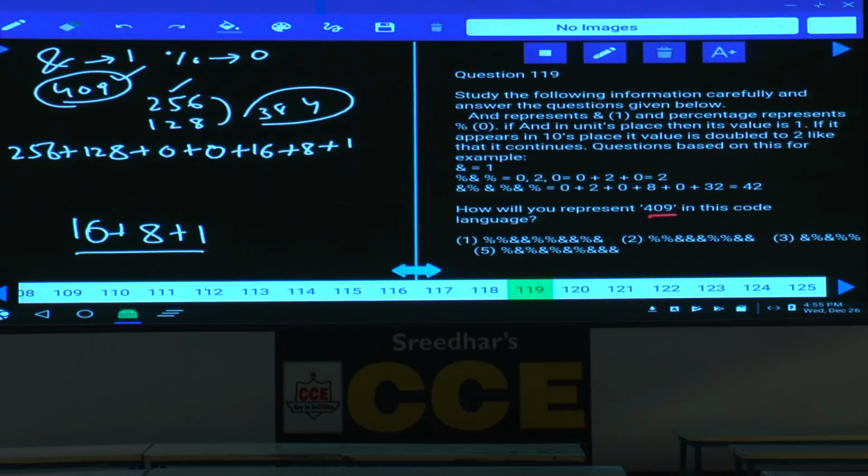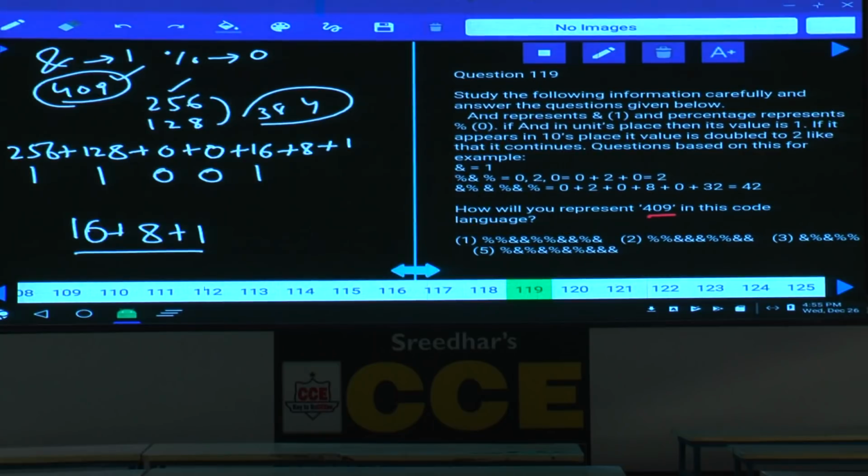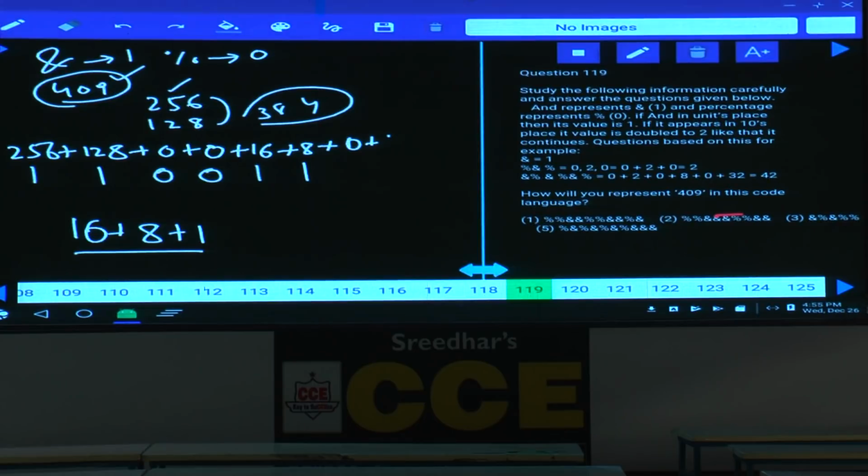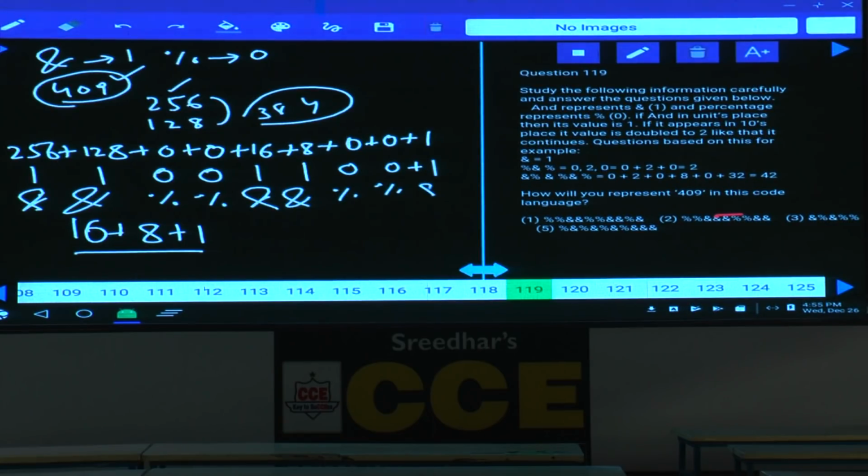Now 256 means 2 power 8 is there, 2 power 7 is there, 2 power 6 is not there, 2 power 5 is not there, 2 power 4 is not there, 2 cube is there, 2 square is not there, 2 power 1 is not there, and 2 power 0 is there. Now this is represented by end, percentage, percentage, end, percentage, percentage, end. This is your answer. Choice 4 is the answer.